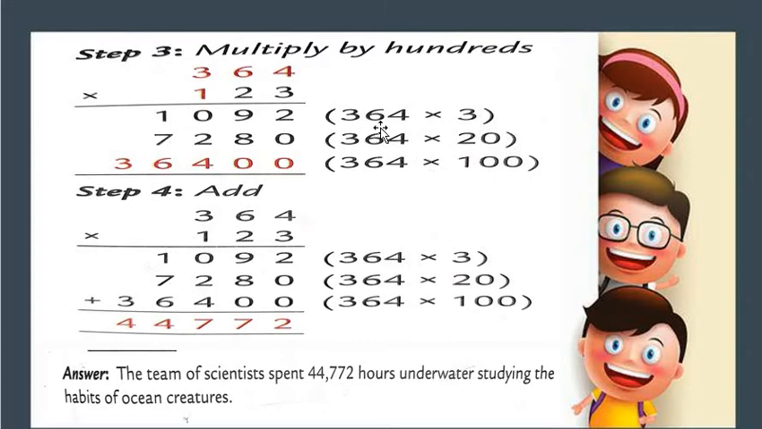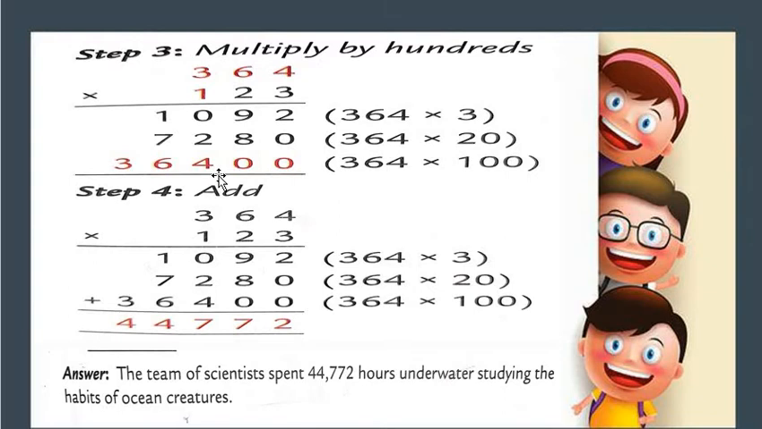One by one: 364 multiplied by 3, 364 multiplied by 20, and now 364 multiplied by 100. Got my point, all students? So now we do 364 multiplied by 100. The 100 of this 20 we put as it is. Then we do the multiplication: 364 multiplied by 1. Why 1? Because of 20, I put it here. Understood? So 1 4 is 4.